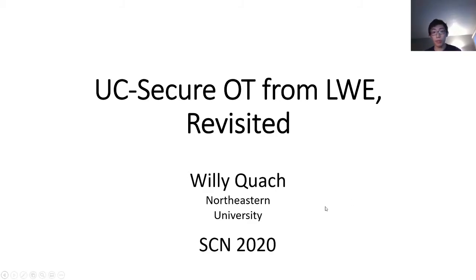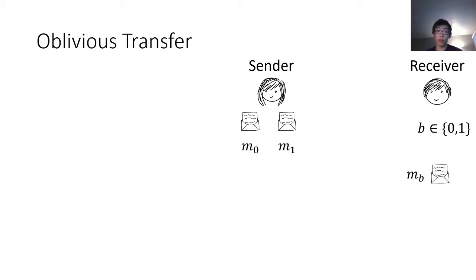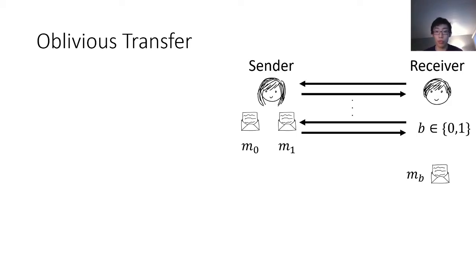So what we're interested in this work is oblivious transfer, which involves two parties, a sender and a receiver. The sender has two messages, M0 and M1, and the receiver has some choice bit B. The goal is, at the end of the protocol, for the receiver to receive the message MB. To do so, they will interact using some oblivious transfer protocol. And then in the end, given this protocol, the receiver should be able to derive the message MB.